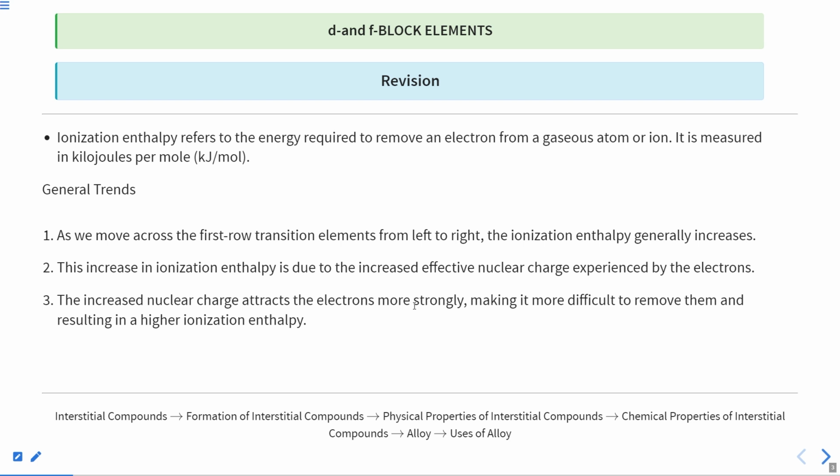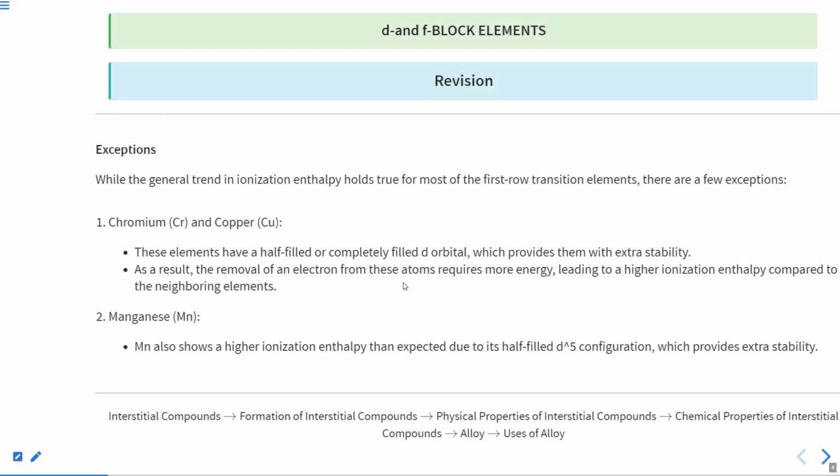So this is the common trend that we see, and this is seen quite well for the first transition element. But for the second and third, there are some particularities. We will see to it.